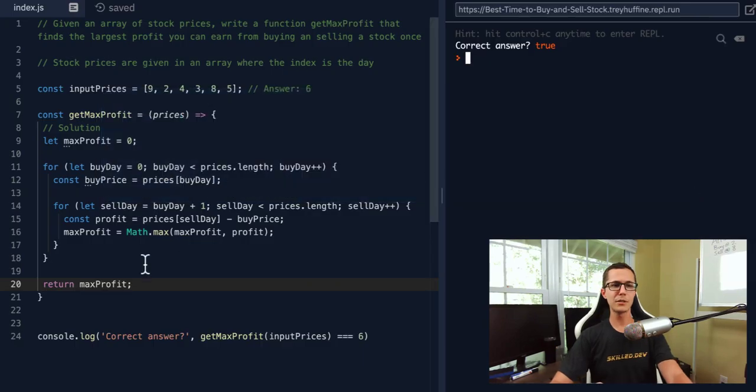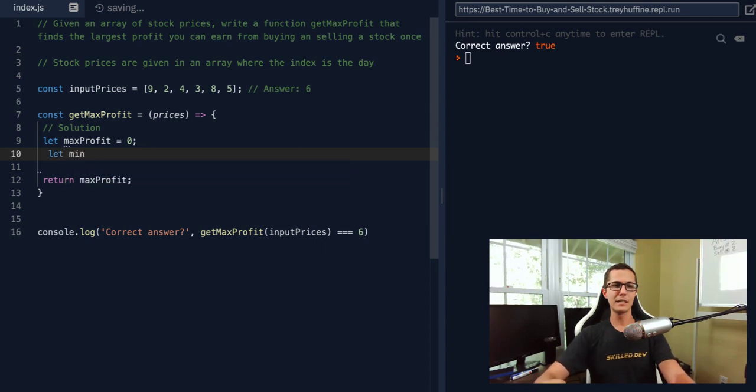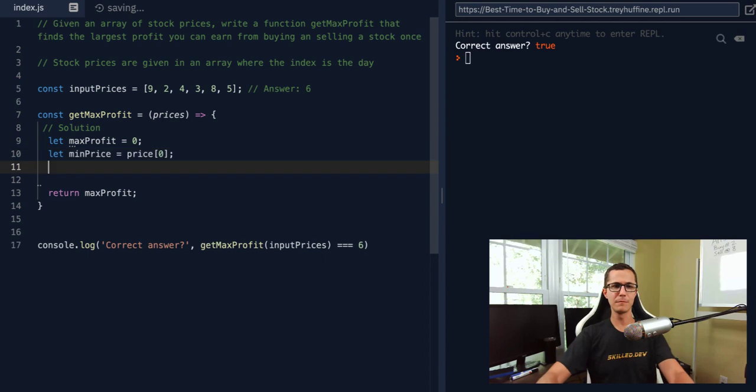So let's rewrite our solution to handle that logic. We said we want to track the min price, which we'll initialize to the first price. And we're also going to assume that this array is a valid input. There's going to be at least 2 days, so you have the option to buy and sell, but we're not going to check. We're going to save time there and just really focus on the logic.